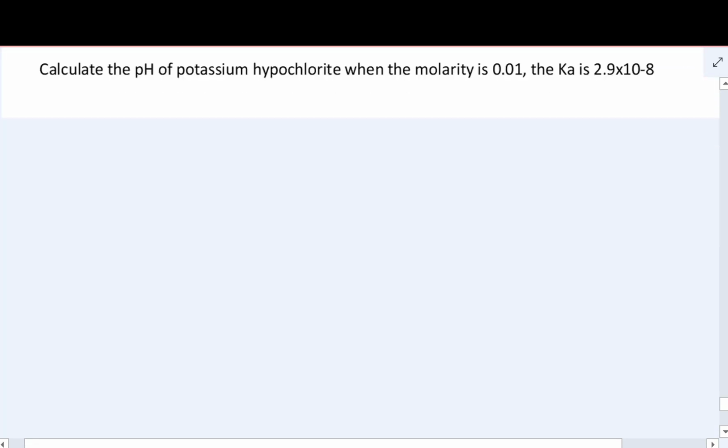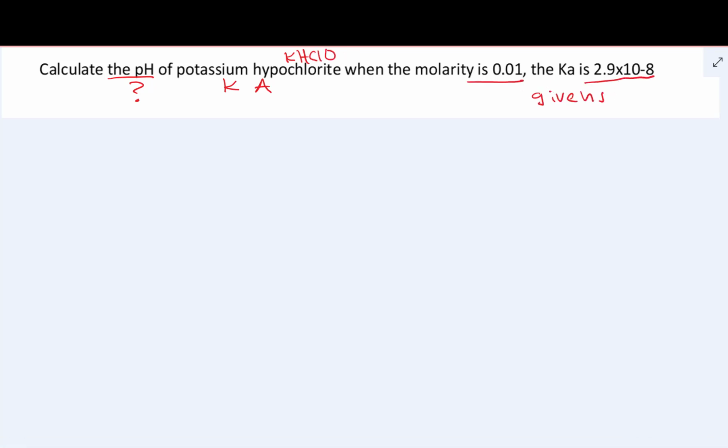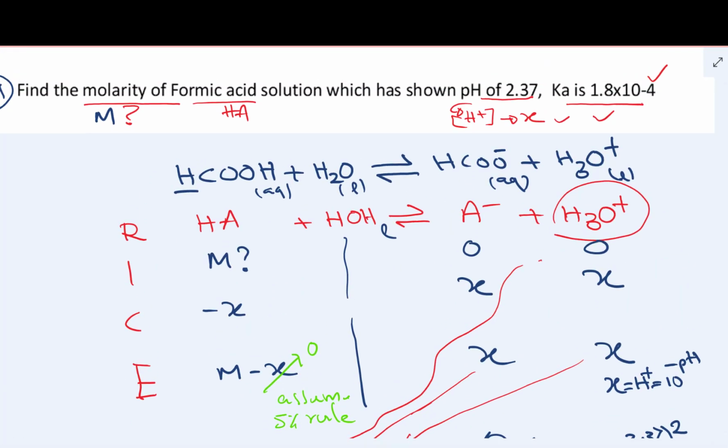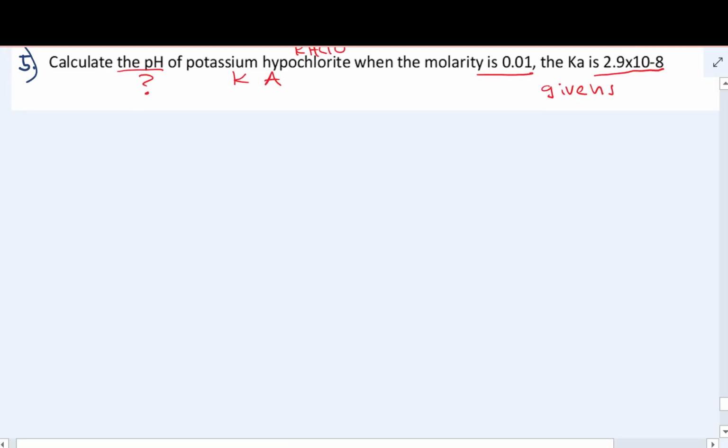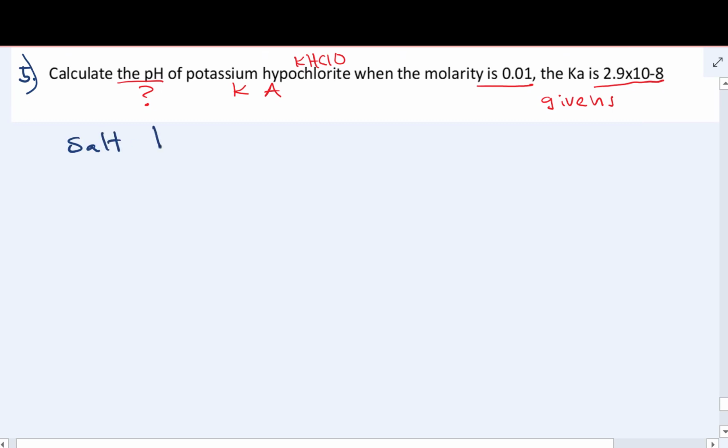Now let's look at the next question. Calculate the pH of potassium hypochlorite. pH is the question. Potassium hypochlorite is KClO to me because it's a polyatomic ion. Just keep it simple, right? And then the molarity is given, Ka is given. So you're given 3 things, looking for 1, right? Kind of the reverse of the previous question. But look at the format, same format. But there's something: 2 steps you have to do.